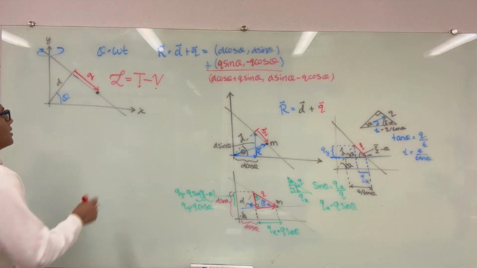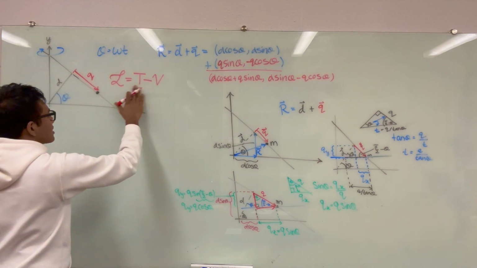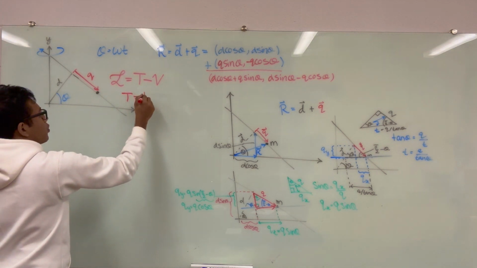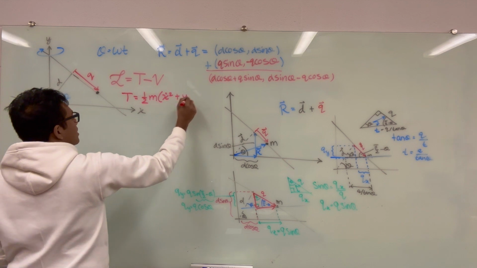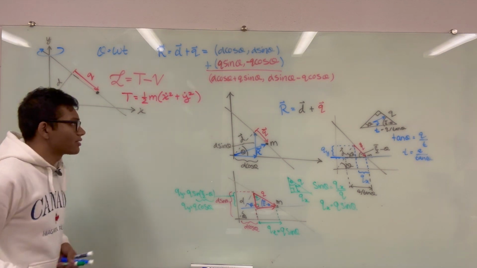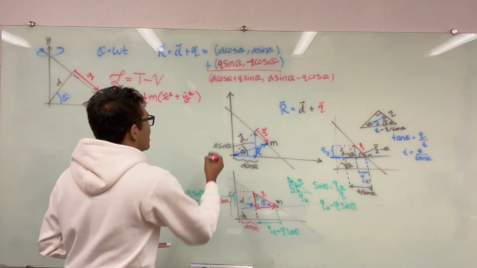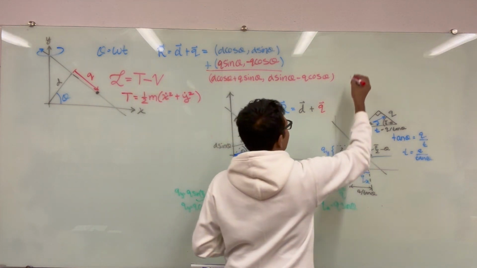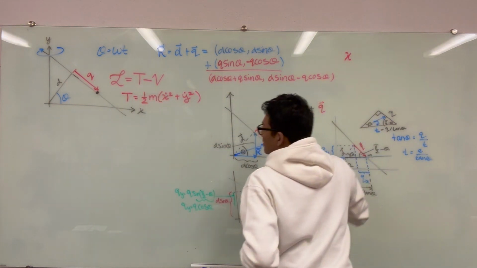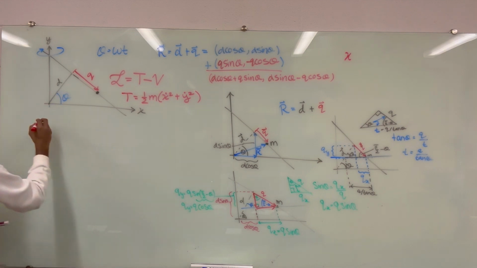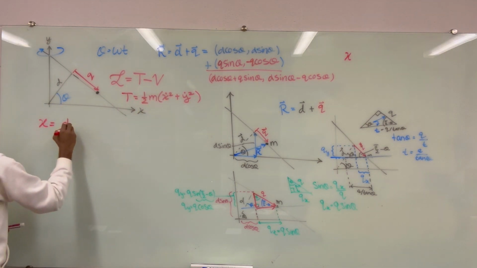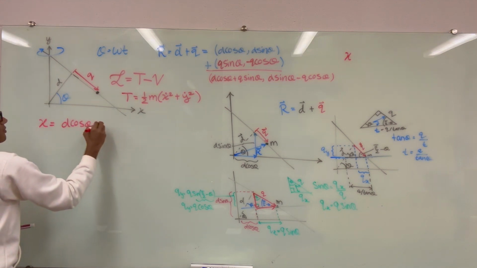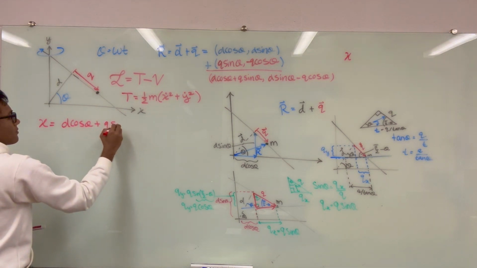So anyway, the kinetic term is going to be 1/2 m (x dot squared plus y dot squared). Now the question is, what is x dot squared and y dot squared? Well, we have x and y here. So x is, maybe I'll write it over here since the computation will be long, x is equal to d cosine theta plus q sine theta.